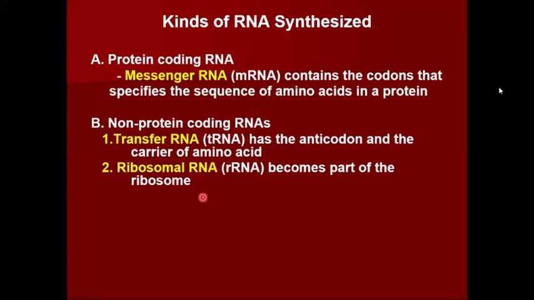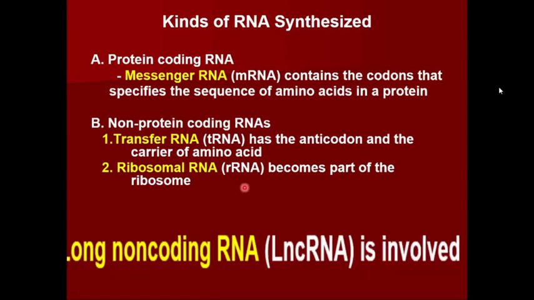Then the third major RNA product is ribosomal RNA. It becomes a part of the ribosome. So this ribosomal RNA is actually a ribozyme. Okay? It has a catalytic activity. And during translation, this ribosomal RNA becomes your peptidyl transferase.